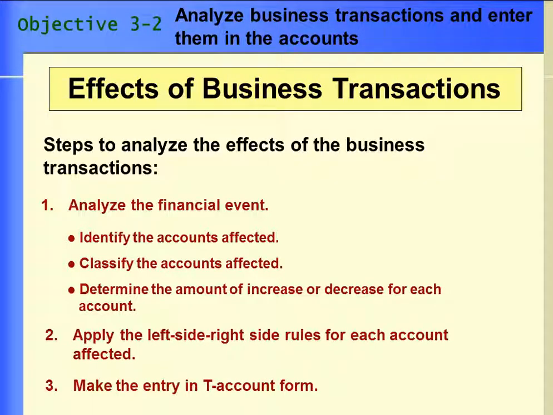Make the entry in T-form account. So this could be as simple as writing on a piece of paper a T, labeling it cash on top. The left side is debit, right side is credit. If we're increasing cash, just say $300, we'll type in $300 on the left side of that T account.